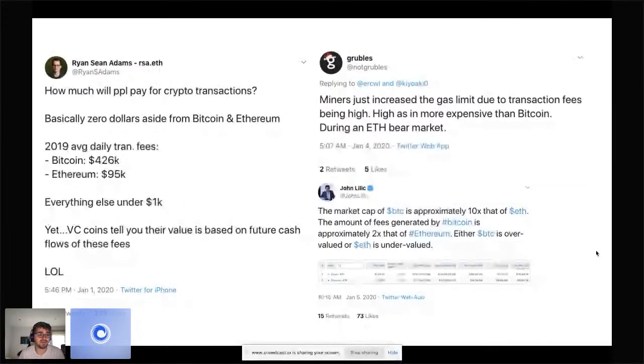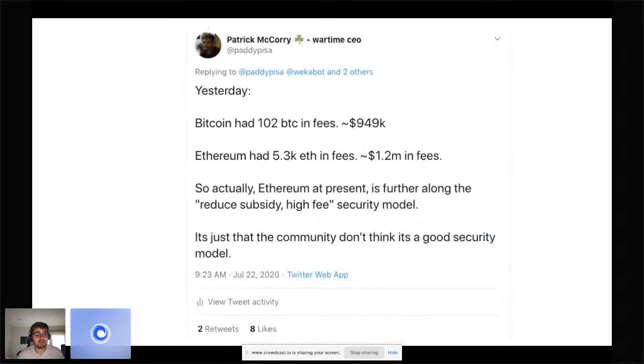Over the years, we've slowly seen this build up. Back in January 2020, Ethereum fees were about $100,000 a day. You even have a Bitcoin maxi here, Grubbles. I'm sure some people know him. Even he was complaining that Ethereum was so popular that the fees were more expensive than Bitcoin. And then they continued to get more expensive.